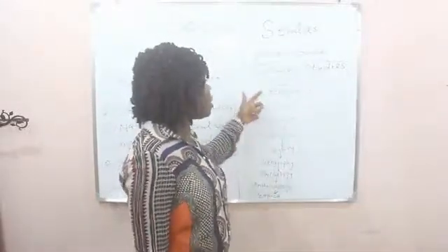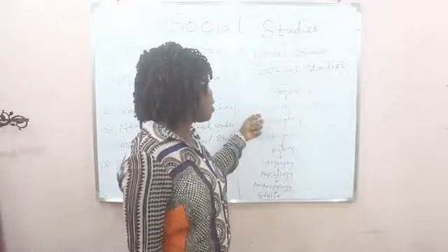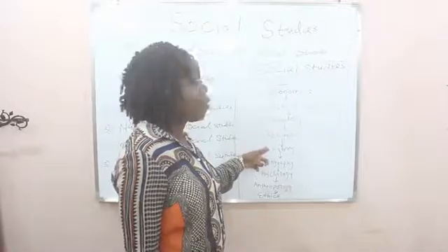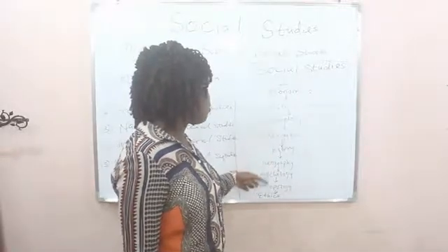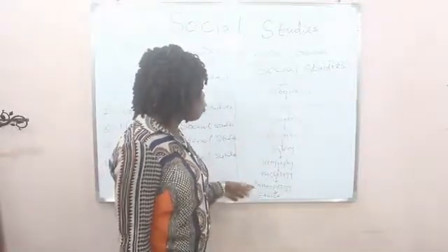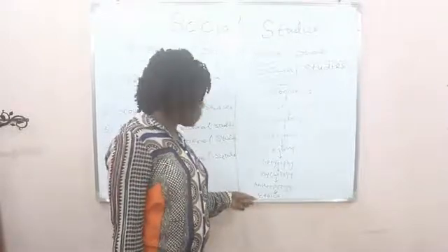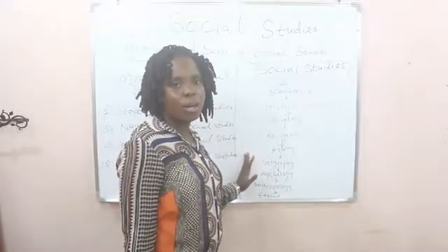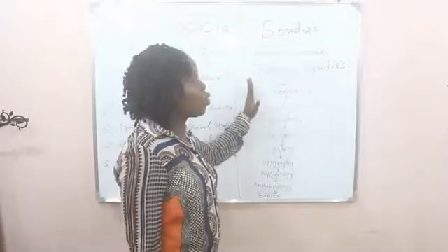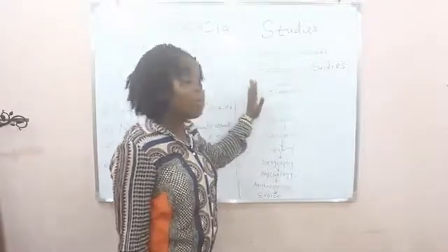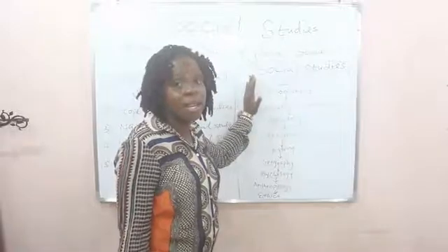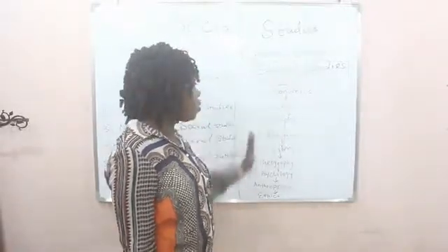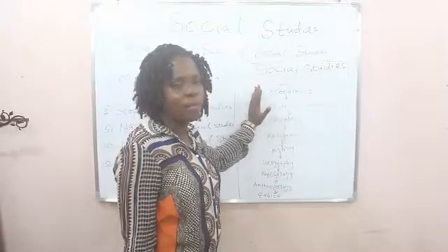One, economics. Another one, political science. We have sociology. We have religion. We have history. We have geography. We have physiology, anthropology, and ethics. These are the subject areas that social study covers. So if you're able to pay attention to social study as a course and you get yourself acquainted with the subject area and the things that cover it, the scope, you will be able to fit into any of these subject areas and know them very well.